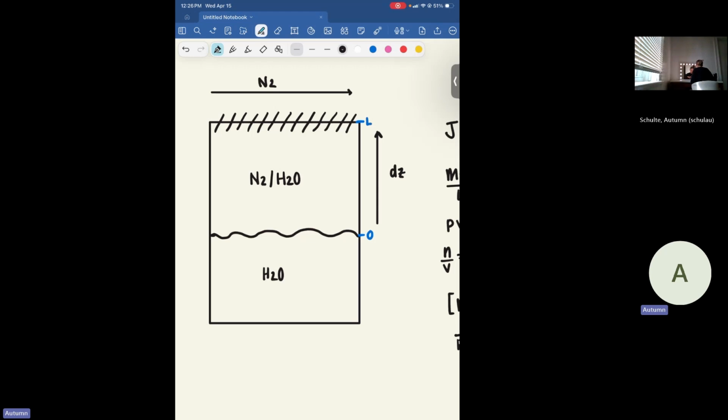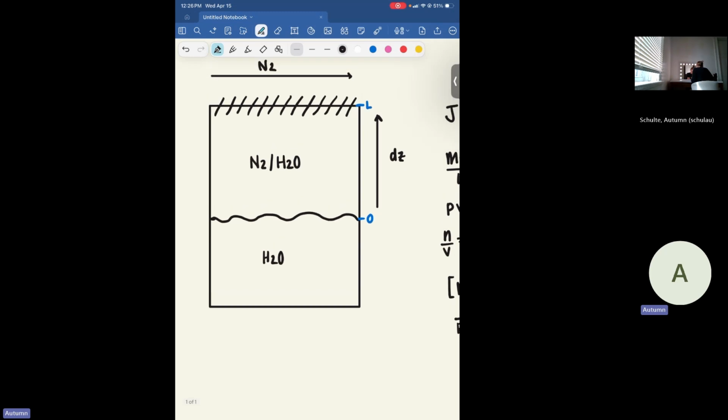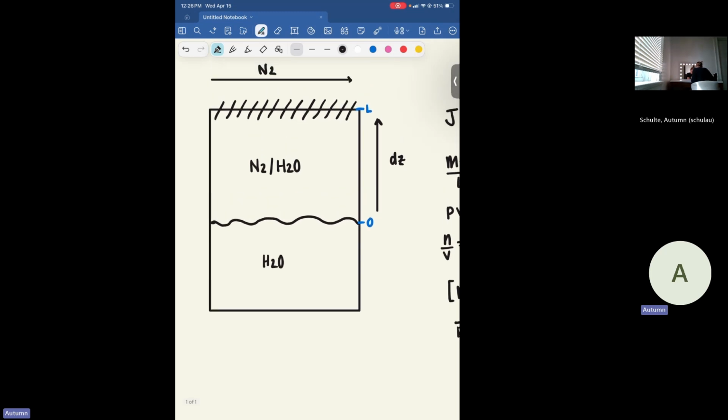So we're not going to have any pressure differences, as I just said. So there's not going to be any pressure gradient or any change in pressure that's driving any of this. So there's only going to be this concentration gradient. And we also have this mixture of nitrogen and water up here.